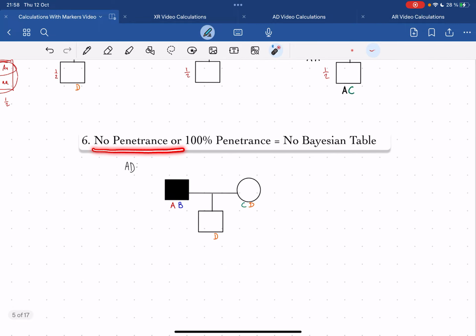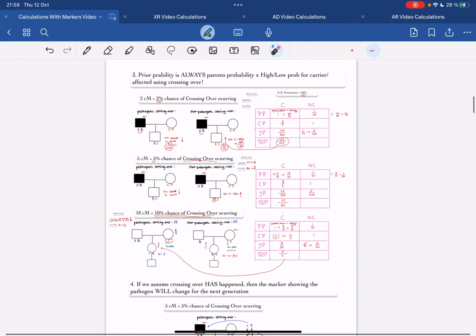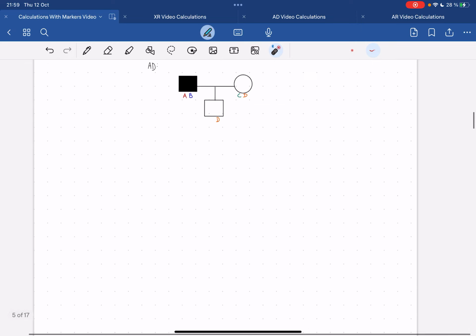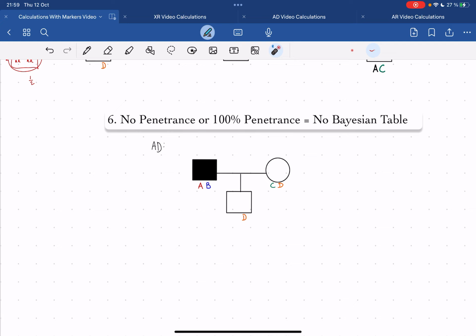Finally, if there's no penetrance or 100% penetrance, meaning there's no penetrance mentioned in the question, or the penetrance is mentioned and it's 100%, then there is no Bayesian table needed. Why? Because Bayesian tables are always used when we're not sure if a person is a carrier or not, due to penetrance or due to healthy sons. Well, here, there's a 100% chance that the unhealthy allele will be affecting the person. Therefore, there's no Bayesian table needed.